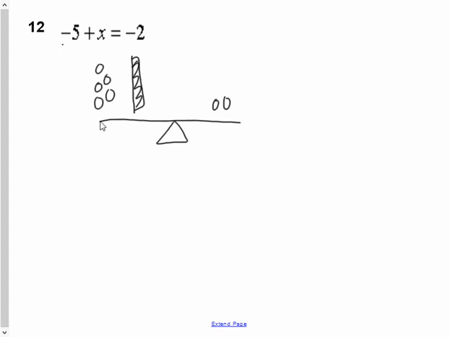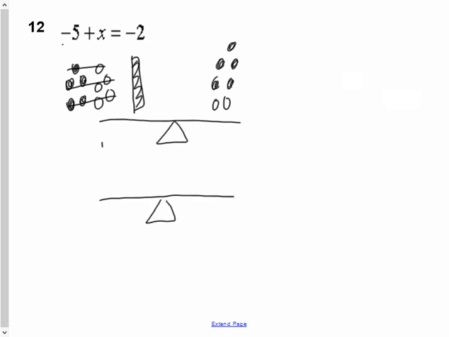The first thing you're going to do is get rid of the constant by adding 5 to both sides. To this side and to this side. Here, all 0 pairs, isolating the variable, becoming just x. Over here you have 2 0 pairs, leaving you with 3. And this scale says that x has a value of positive 3.